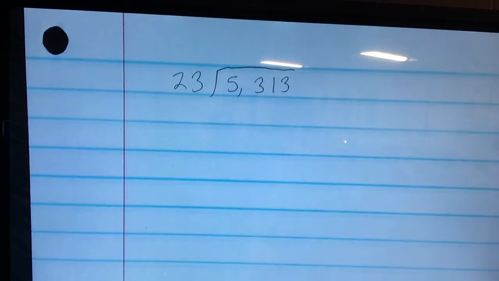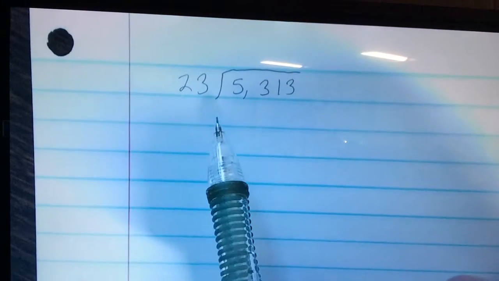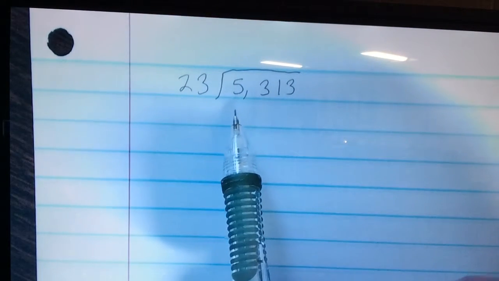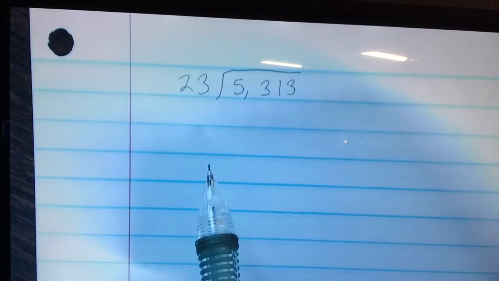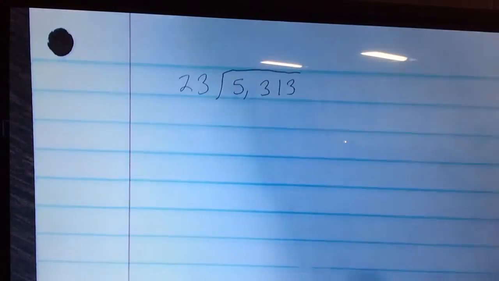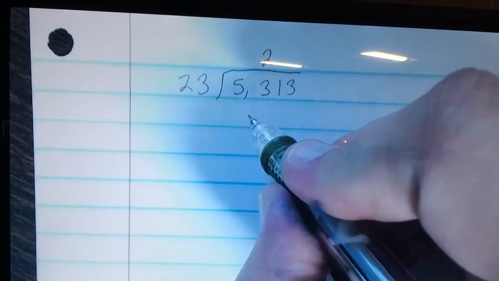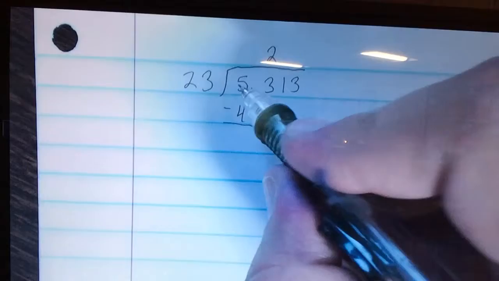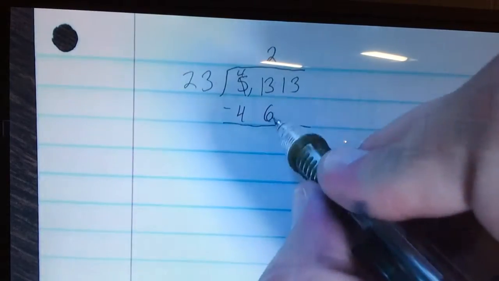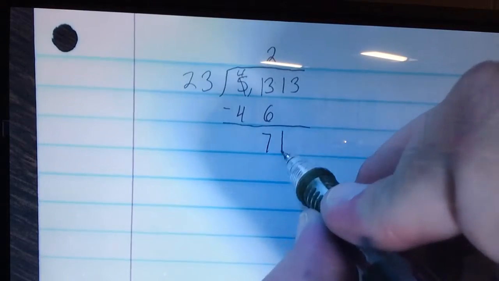I'm going to go ahead and join in on solving this problem. When I look at 23, I know it's obvious that 23 is not going to be a divisor of 5, but it will be a divisor for 53. So I can say 53 divided by 23. I can get two groups out of that, two groups of 23. So 23 times 2, or two groups of 23, is going to be 46. Now I'll subtract that, do a little bit of regrouping here. 13 take away 6 here will give me 7, and then this one, I'm going to bring it down.